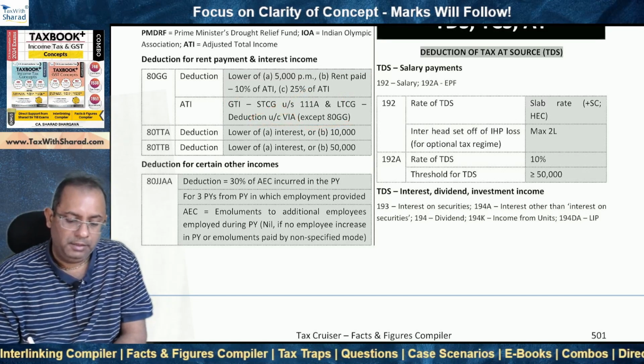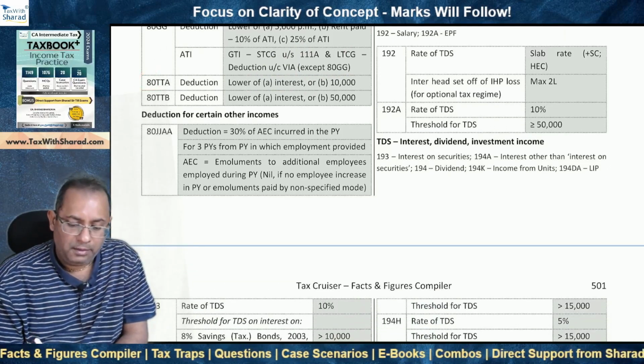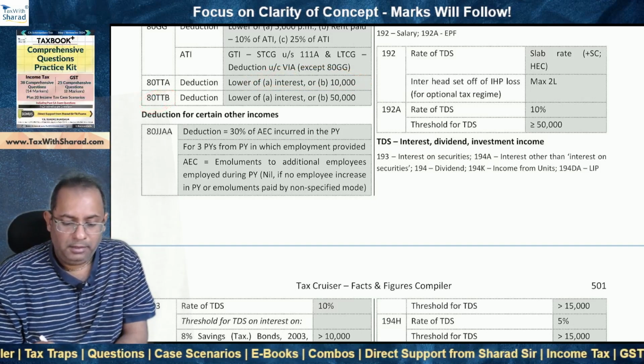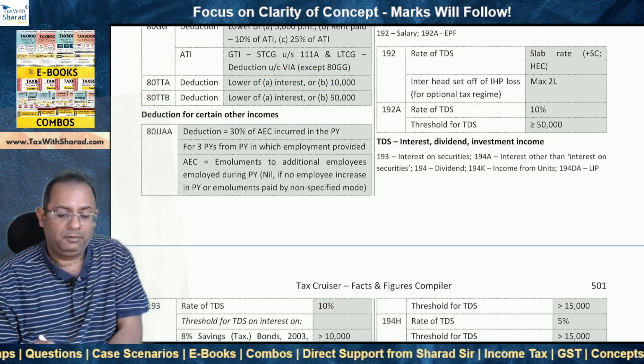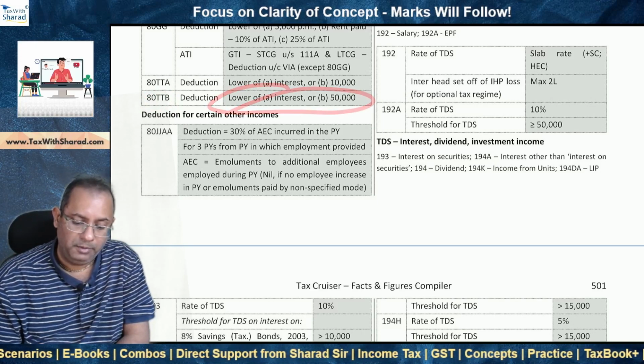except under 80GG. 80TTA is for deduction on savings bank interest, and it is lower of interest or 10,000 rupees. 80TTB is for senior citizens, and not only savings bank interest but also fixed deposit interest or other interest, and the deduction is lower of interest or 50,000 rupees.